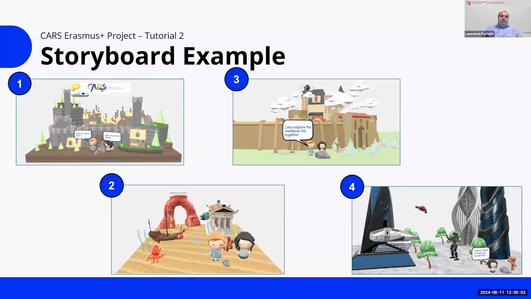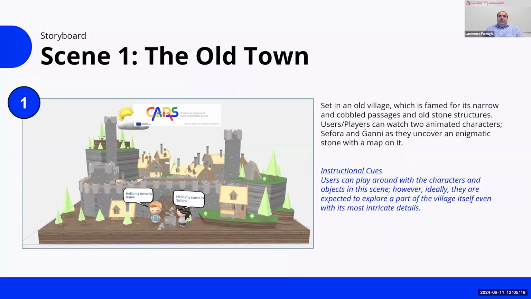specific sequence. And as you can see, you can immediately start to recognize that there are certain elements that are specific to each scene, whereas certain elements, for example, the main characters of this story, are common across all the scenes. So the first scene, in fact, takes place in an old town. We have our 2 main protagonists of the story, who are Sephora and Johnny.